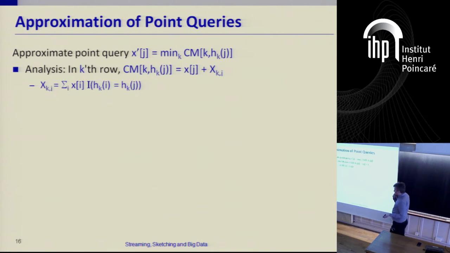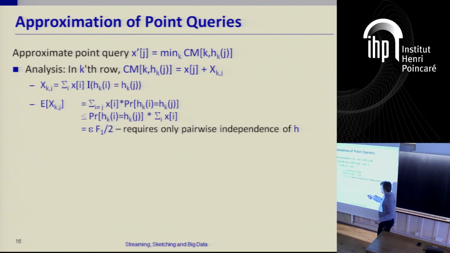I can get into the notation, but basically this random variable is the sum over all indices times the event that there was a collision, that index happened to map to the same location. So this is a random variable, and I can just take its expectation. It's the sum over those values times the probability of a collision, which I can rewrite as the probability of any particular collision times the sum of all the mass, basically the one norm of the vector.